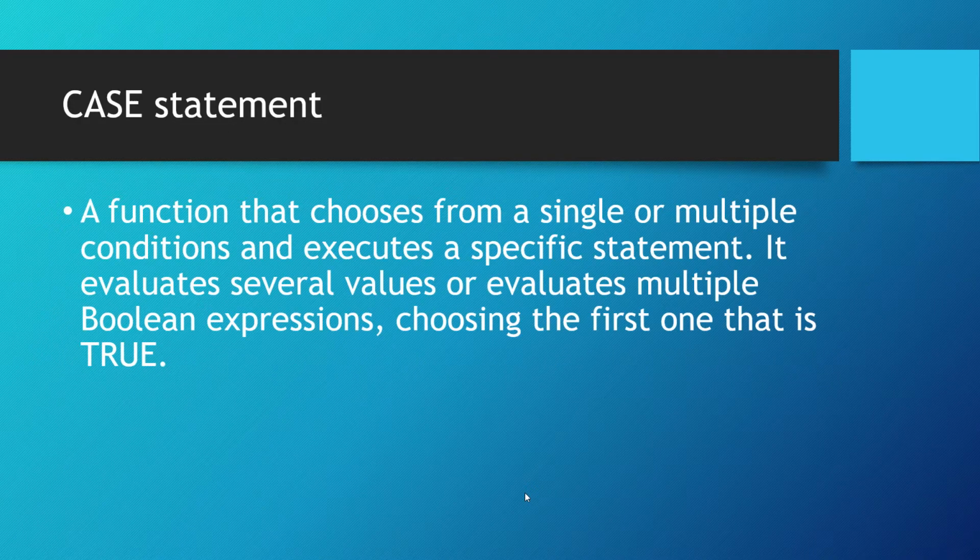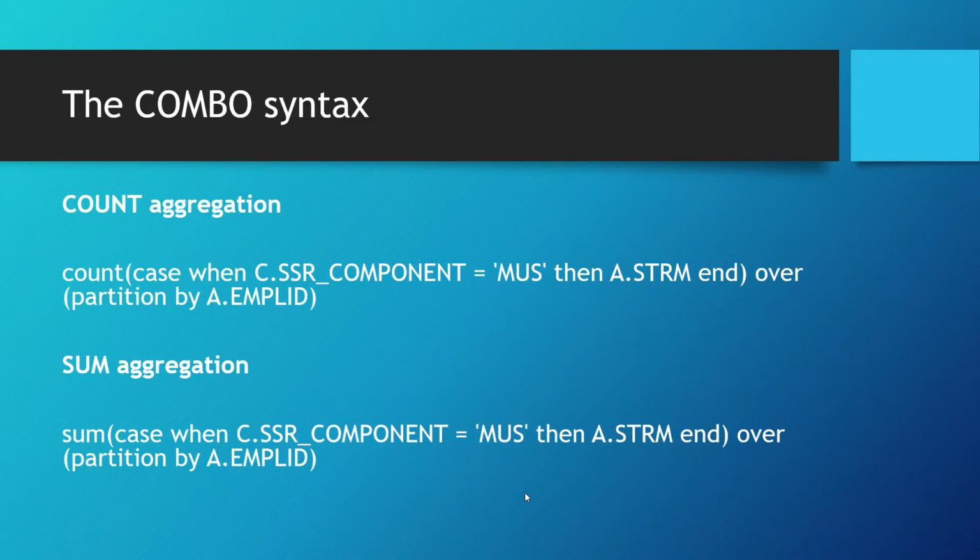for all terms taken. Now the case statement, this is one of my favorite functions. It chooses from a single or even multiple conditions, and it provides you with a true or false Boolean final result, choosing the first variable that is set to true, basically. It's like a fancy if-then statement if you have worked with those before. So the syntax of the combination of the two, the partition and the case statement, is like so. Again, I'm using two different aggregations, a count and a sum. And we're going to dive a little deeper into this by actually going into our PS Query Manager environment.